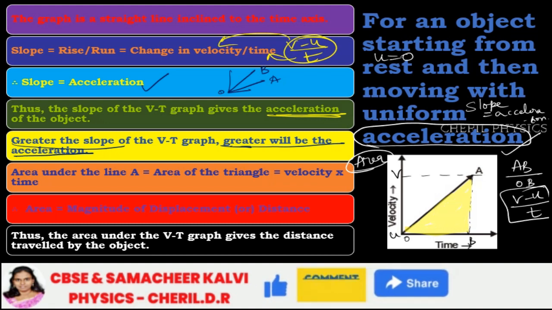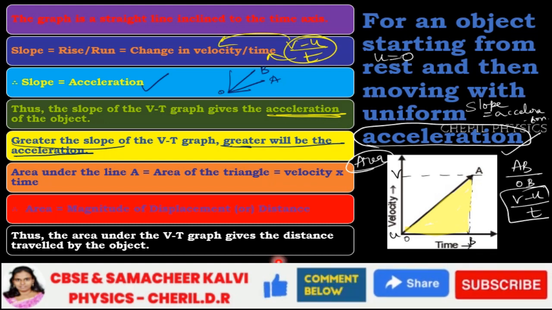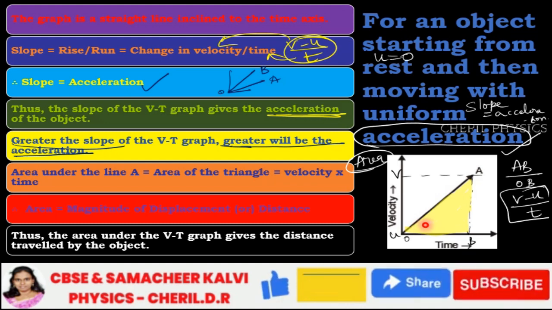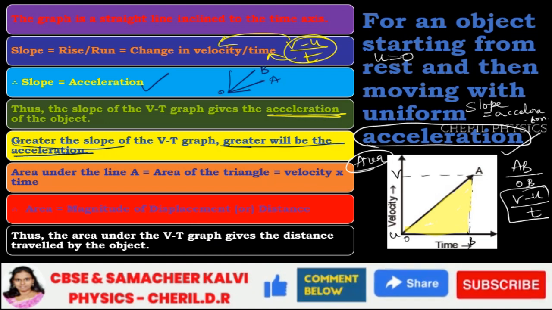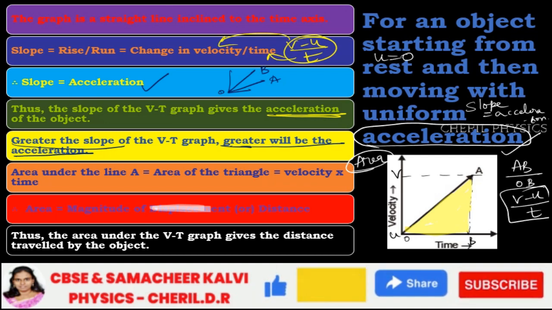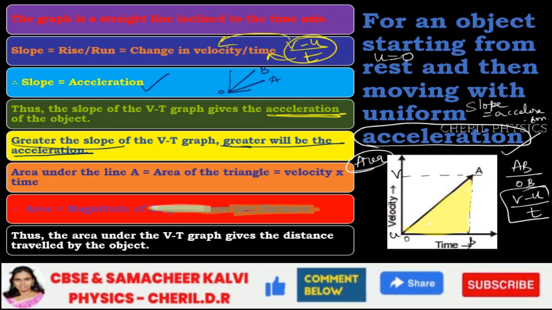So if I am going to calculate this area, what will it be? Half into base into height. My base will be time, my height will be change in velocity. Okay, so what is velocity into time? Velocity into time is what? Displacement. Okay, so magnitude of displacement or the distance is what we will be seeing here. Okay, you can see that here.